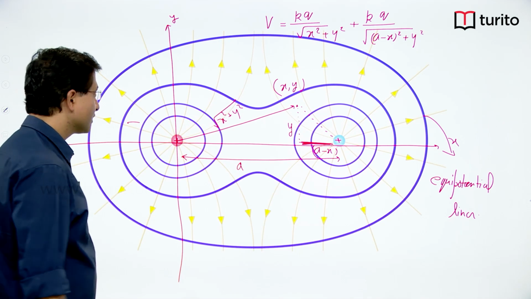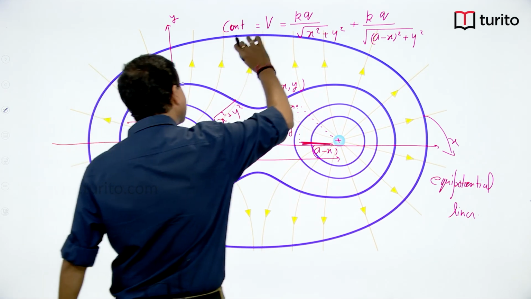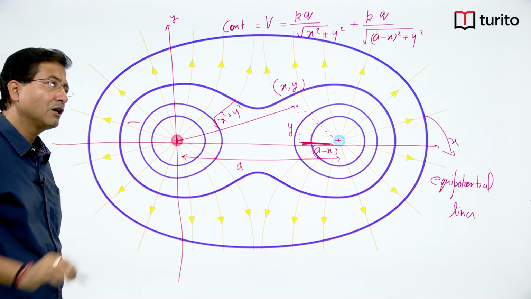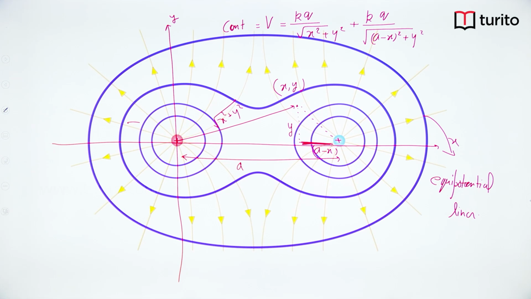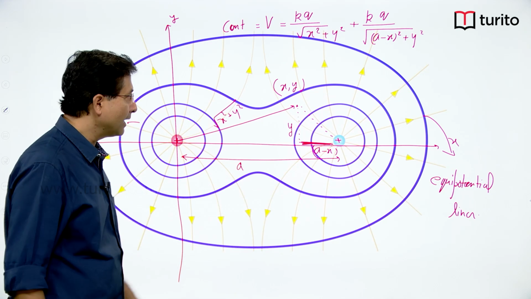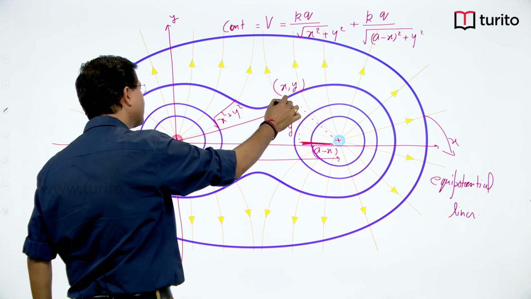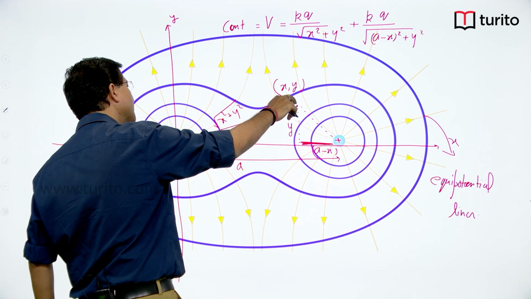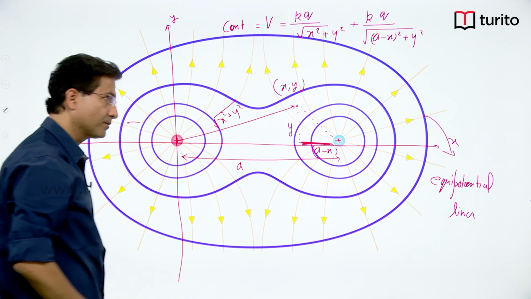For a given value of potential, this quantity will be constant, and if I simplify this one, then I will get the relation between x and y. If I plot that relation, I will be getting all these lines. I hope it is clear how we are drawing all these lines. At any general point, I write the potential, potential is a scalar quantity, positive charge will produce potential, this charge will produce potential, and due to both the charges, if you add, you will get the total potential.